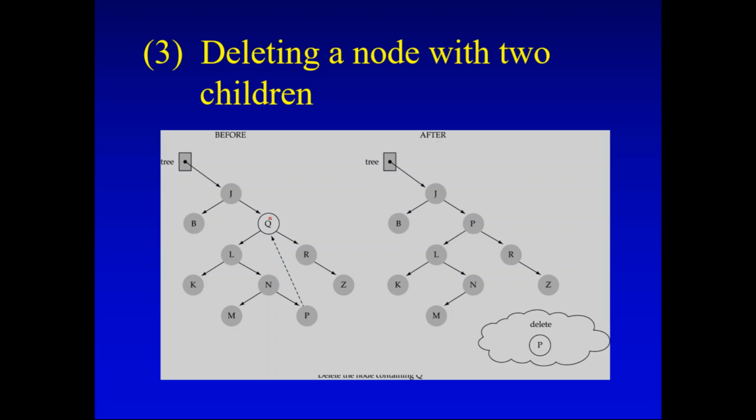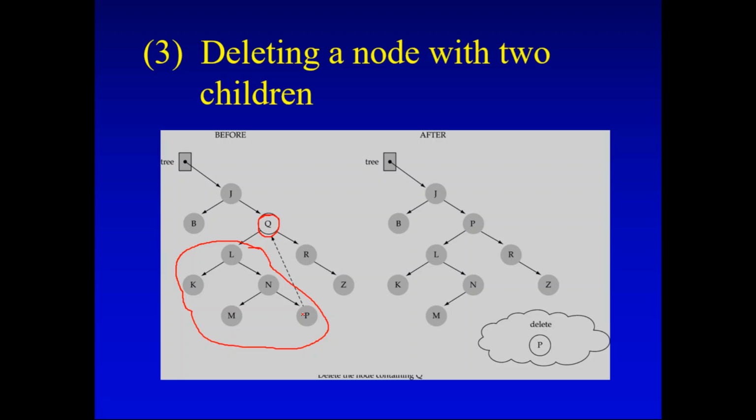The second method is replace Q with the infix predecessor of Q. You can replace Q either with the infix successor or infix predecessor. Okay, so what is the infix predecessor? Infix predecessor will be the highest value of the right subtree. Okay. Infix predecessor will be the node with the highest value of the right subtree.